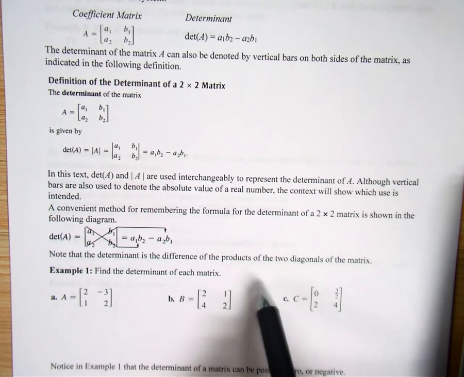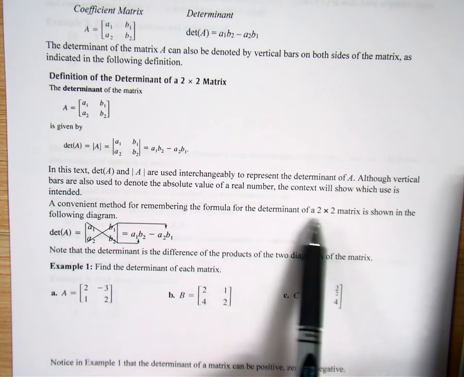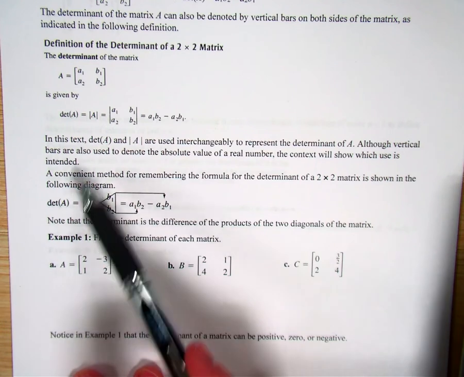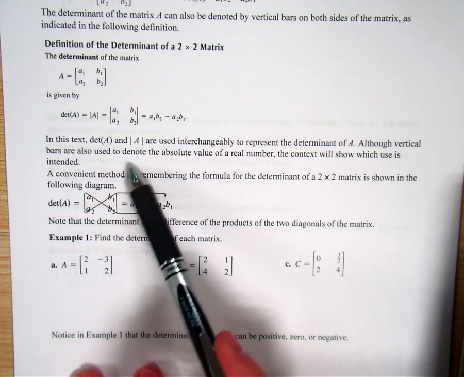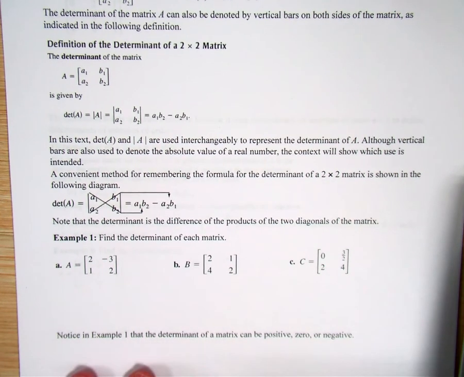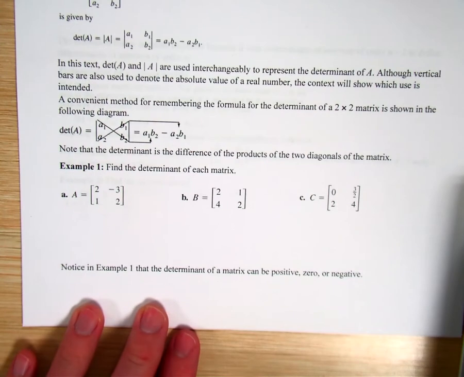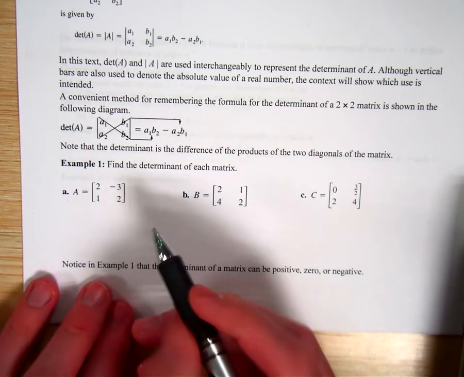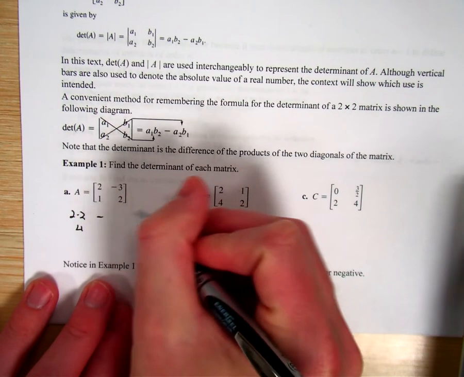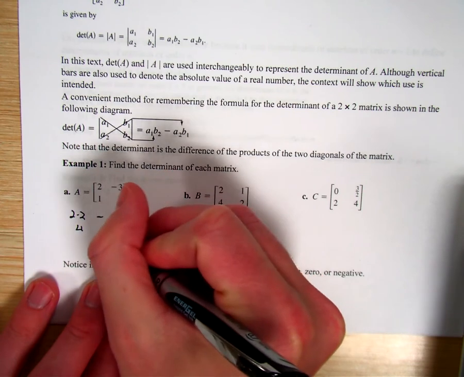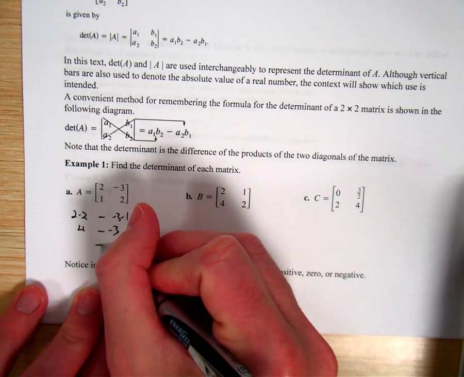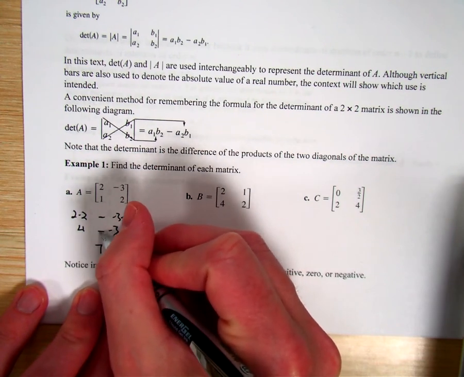Okay, the convenient method for remembering the formula for a 2 by 2, which is what we've looked at already, is the difference of the diagonals. A1 B2 minus B1 A2. So let's work on finding the determinant of each. Difference in diagonals: 2 times 2 is 4, minus negative 3 times 1. So 4 minus negative 3, we should have 7. Minus negative turns into a plus.